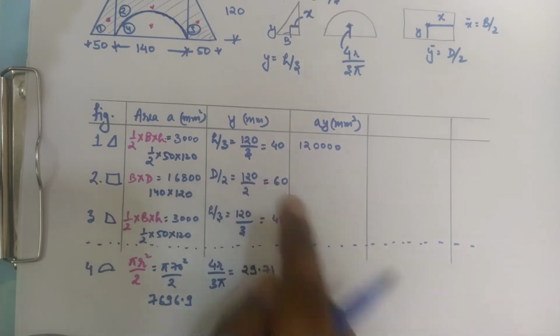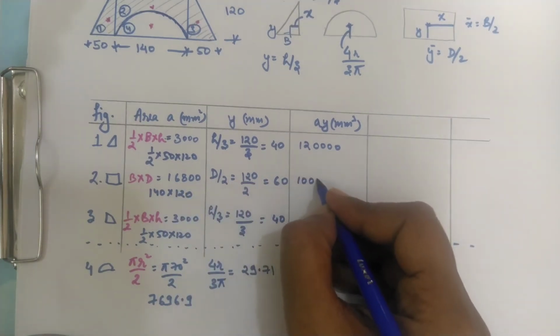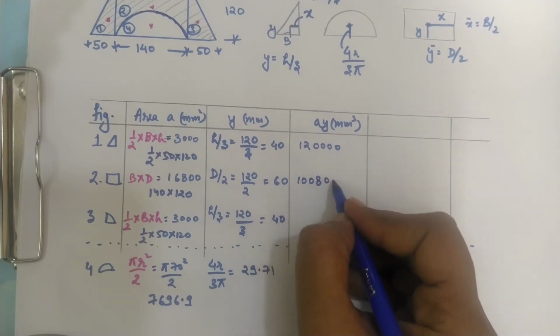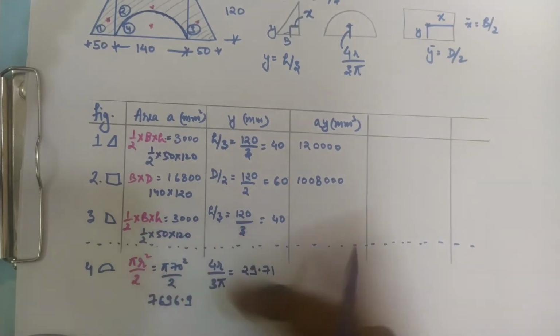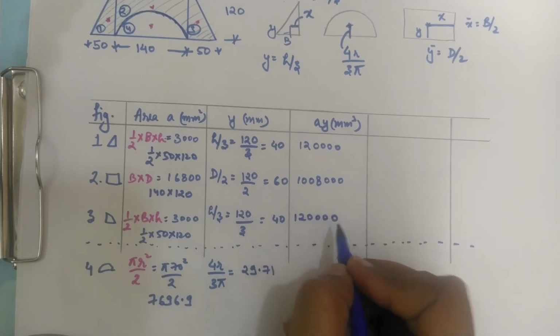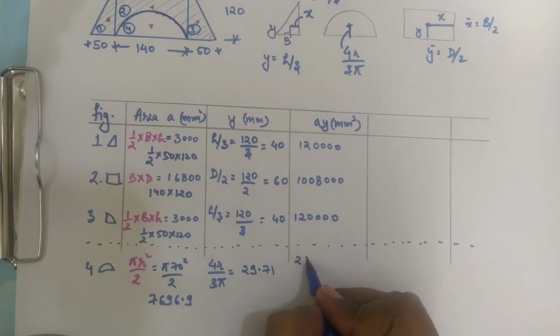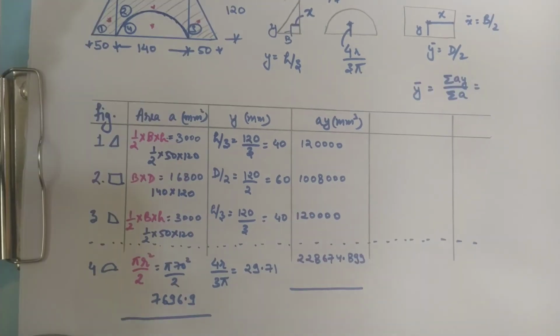Then multiplying these two will be having 1 0 0 8 and 3 zeros. Then multiplying these two will be having 1 2 1 2 3 and 4. Multiplying these two columns we are having 2 2 8 6 7 4.89.